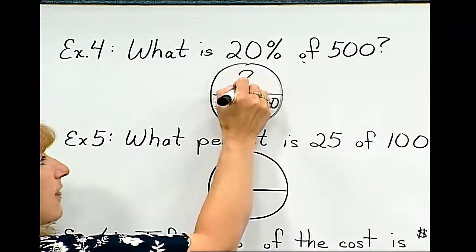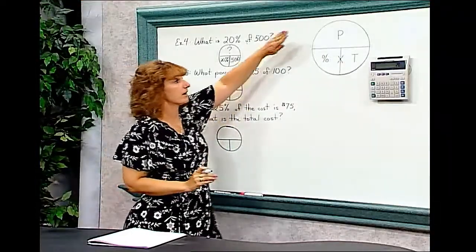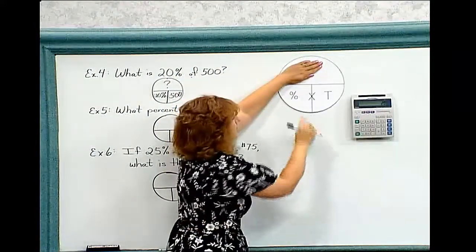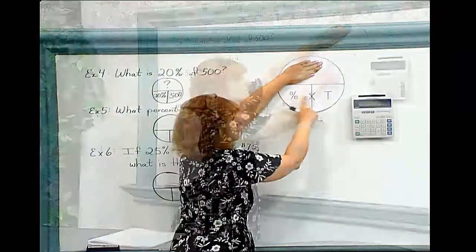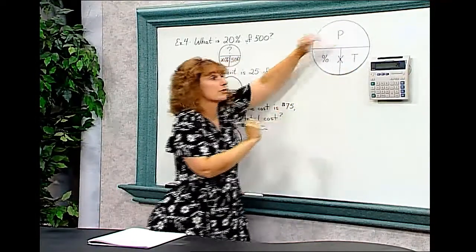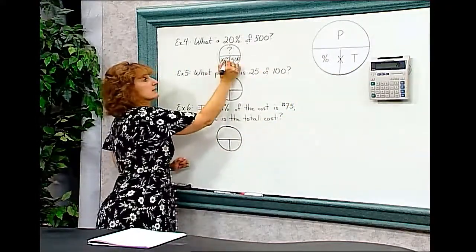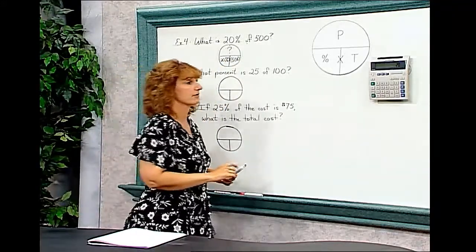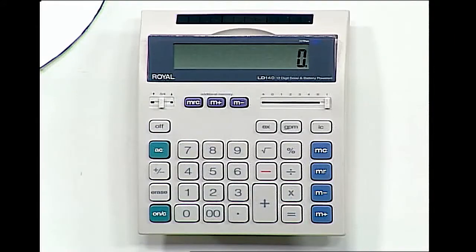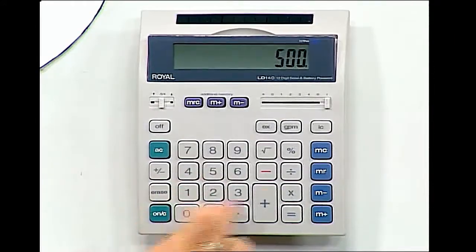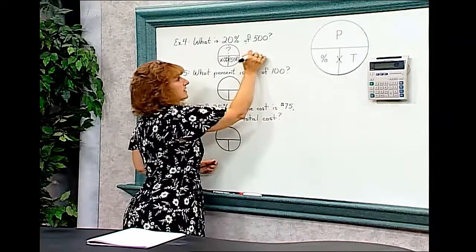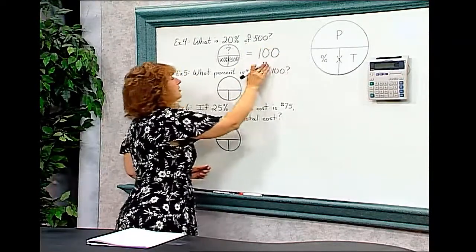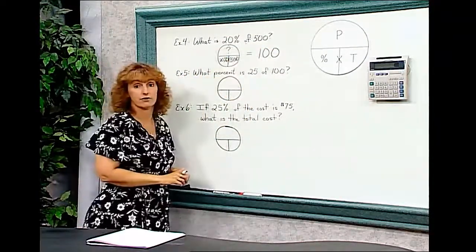I am missing the part. If I were to cover this part up, that tells me I need to multiply percent times total. So I need to multiply 20% times 500. I will go to my calculator, make sure it's cleared, and hit my 500 times 20%. And I find out that the answer is 100. So that tells me that 100 is 20% of 500.